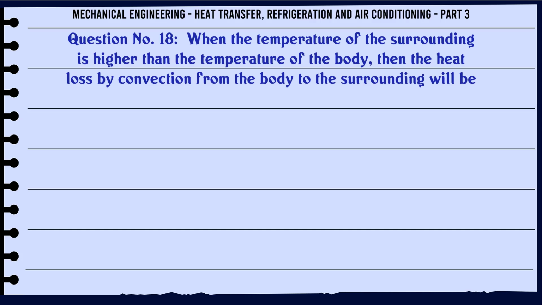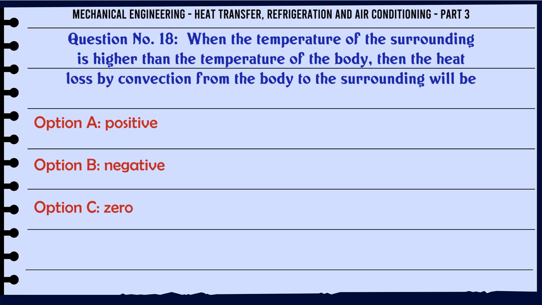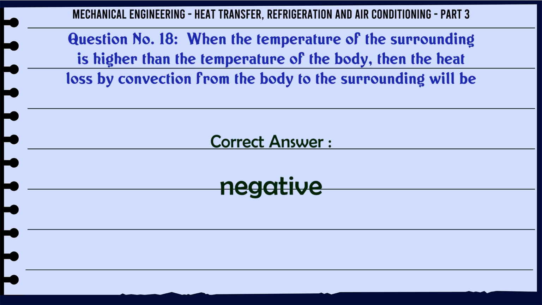When the temperature of the surrounding is higher than the temperature of the body, then the heat lost by convection from the body to the surrounding will be A. Positive, B. Negative, C. Zero, D. None of these. The correct answer is negative.